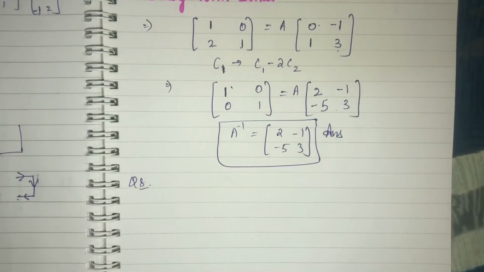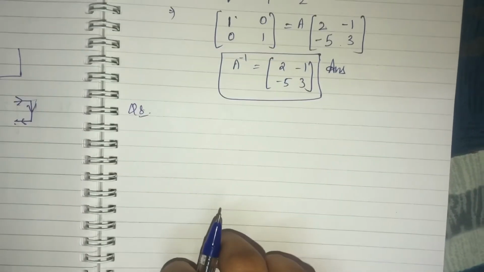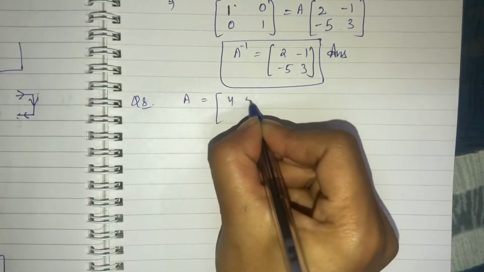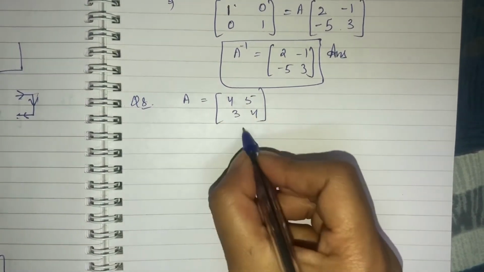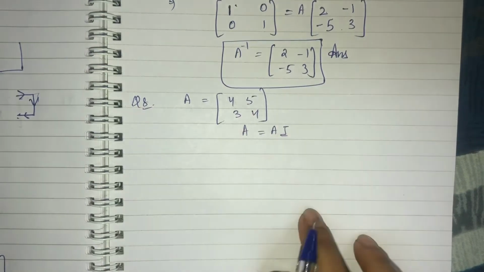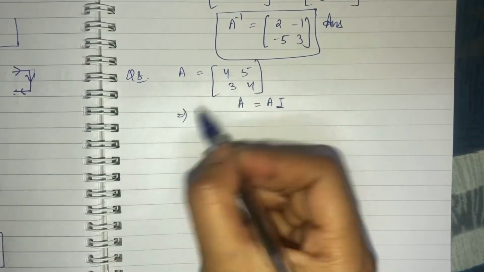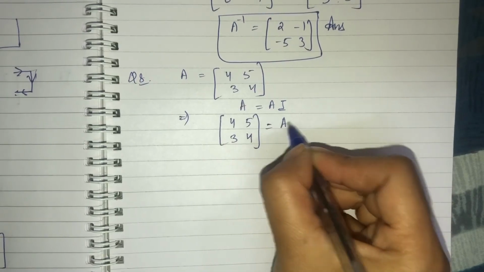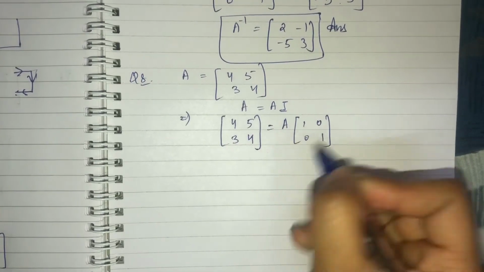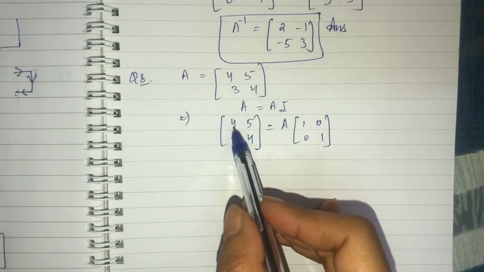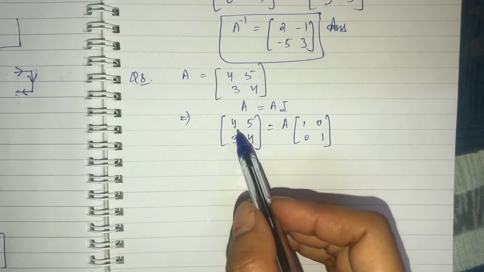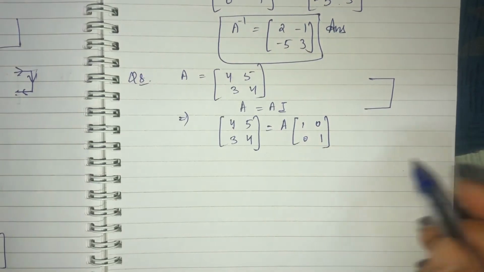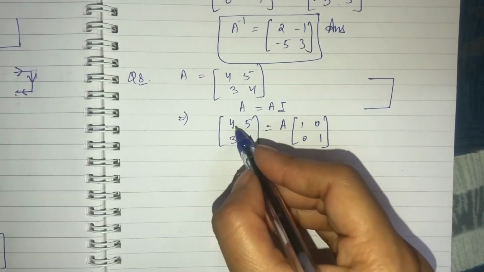Question number 8 here I have. So A is equal to 4 5 3 4. A is equal to AI first of all. A is what? 4 5 3 4. AI is 1 0 0 1. What I want is 1 here, right? ऐसे ही चलना है हमको कॉलम में, राइट? तो मुझे यहाँ 1 चाहिए.